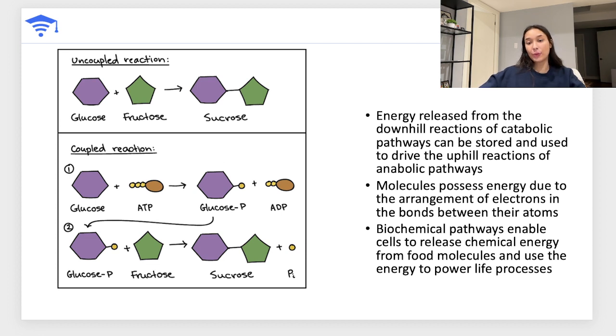Now, biochemical pathways enable cells to release chemical energy from food molecules and use energy to power life processes. So catabolic reactions are like the breakdown of glucose. And you can use anabolic reactions after that, such as using it to drive some sort of process.